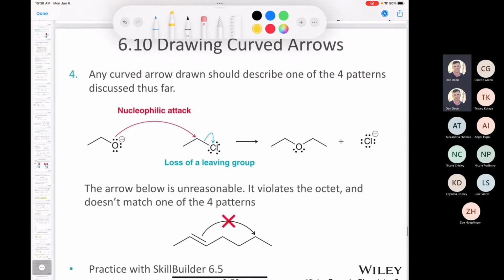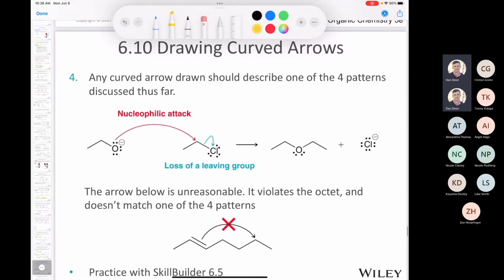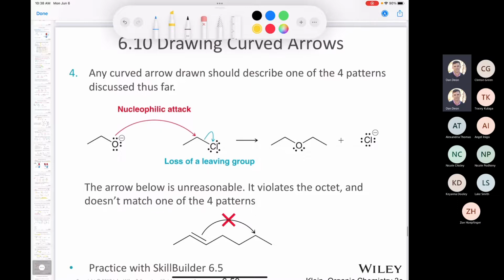Next, any curved arrow drawn should describe one of the 4 patterns. So it's either going to be a nucleophilic attack, loss of leaving group, proton transfer, or a rearrangement. If it doesn't follow one of those patterns, it's wrong. There's something really weird about it. This arrow here is just totally messed up. It violates the octet rule. It doesn't match any of the 4 patterns. Therefore, it is just out in left field and totally, completely incorrect.